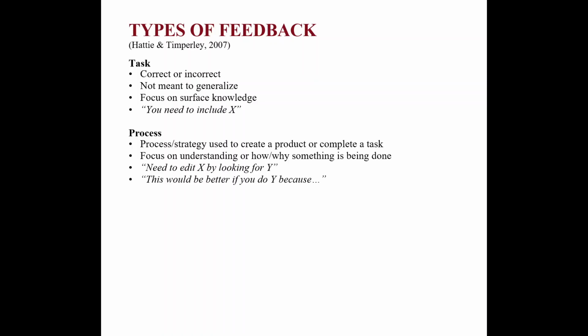In Hattie and Timperley's seminal review of the feedback literature, they outline the four main types of feedback. Task feedback is surface-level, task-specific feedback about whether the student's work is correct or incorrect. This is the most common type of feedback. An example of task feedback is, you need to include X, or you did Y correctly. While this type of feedback can allow students to effectively correct their work on the specific assignment at hand, task feedback does not normally generalize to future assignments.